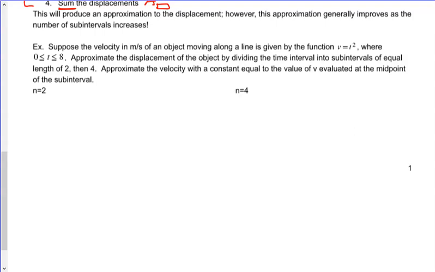So suppose the velocity in meters per second of an object moving along a line is given by this quadratic function, t squared, where t is between 0 and 8, that's on our t-axis, and we're going to approximate the displacement, the area under the curve, using some rectangles, by dividing the time interval into subintervals of equal length of 2 and then of 4. So we're going to approximate the velocity with a constant value equal to the value of v evaluated at the midpoint.